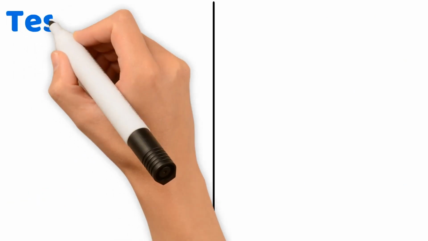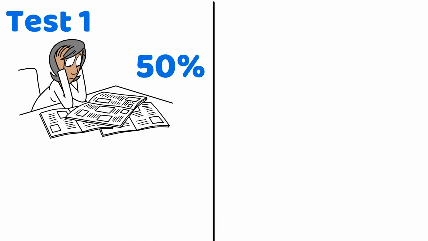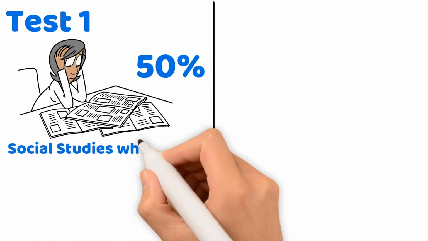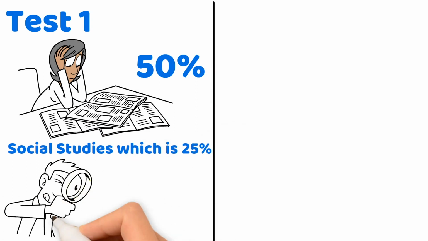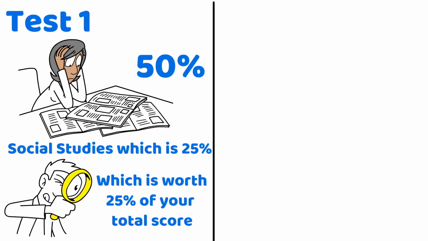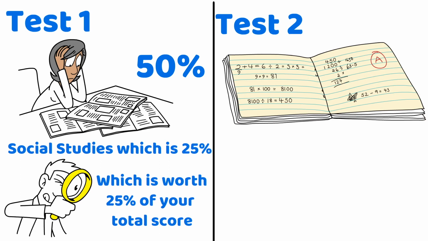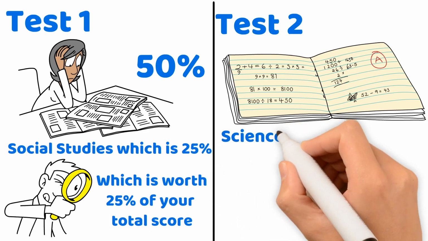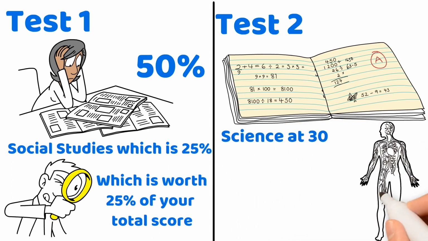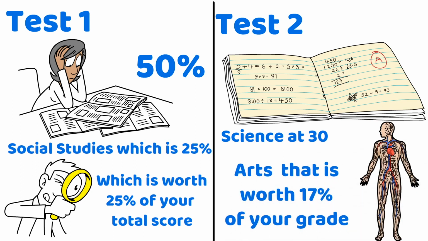While taking Test 1, you will receive questions about reading and language arts, which counts for 50%, social studies, which is 25%, and analysis through constructed response questions, which is worth 25% of your total score. Then, in Test 2, you will be presented with the mathematics section that is 53% of the test, science at 30%, and health education, physical education, and the arts that is worth 17% of your grade.